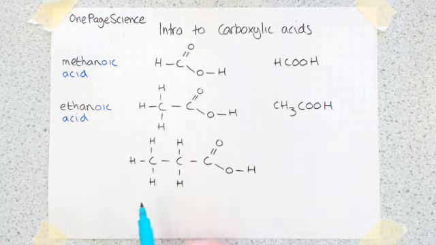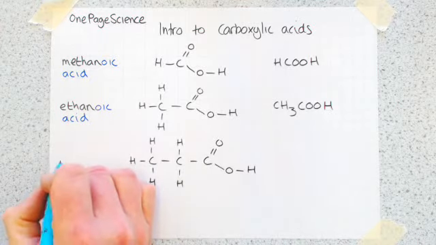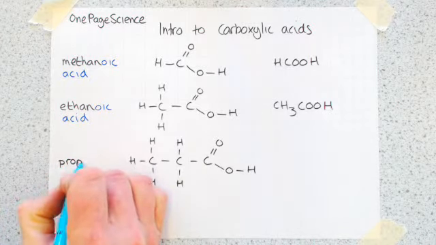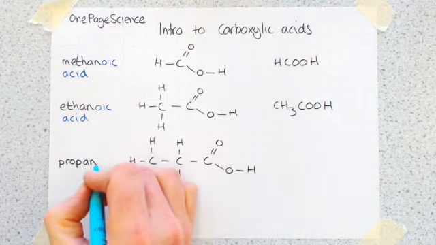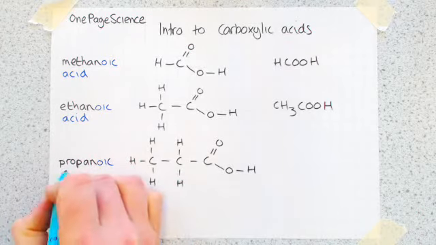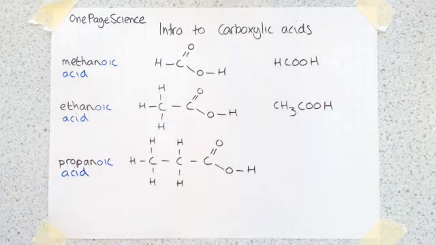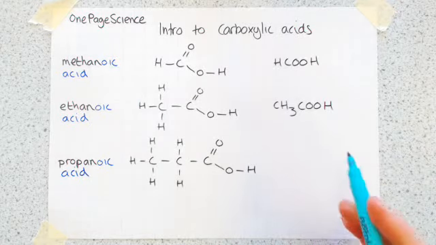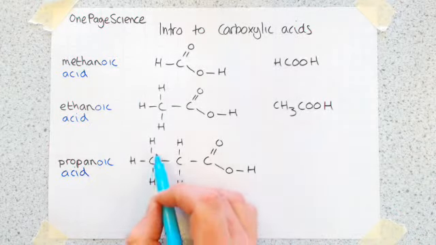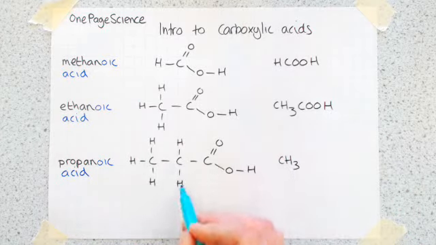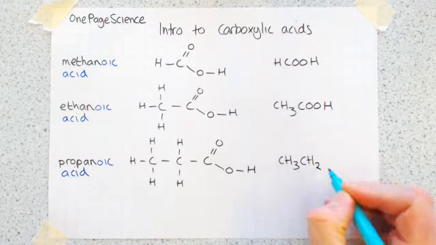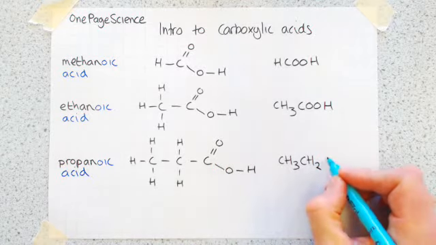Okay, and the name of it then is 1, 2, 3 carbons, so it's propan, meaning 3 carbons. Okay, and then the ending is the same as the others, oic acid, so propanoic acid. Okay, and then the way we draw the structural formula is starting from left to right, CH3, CH2, COOH.